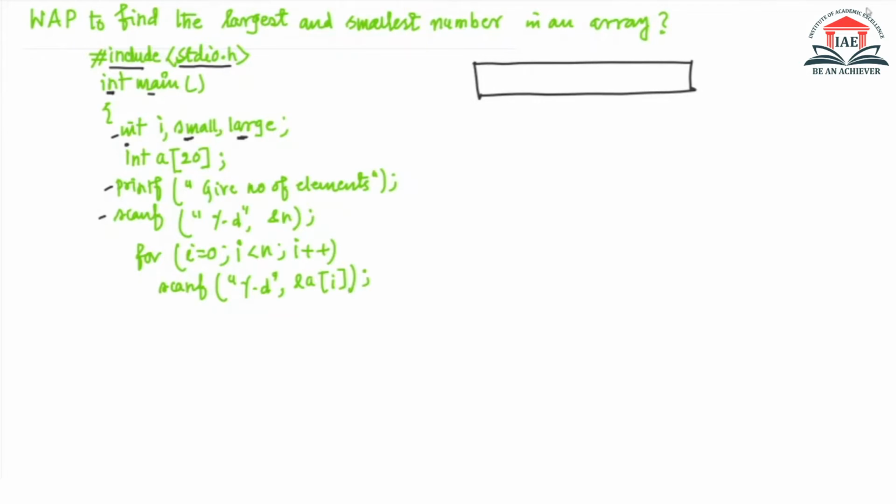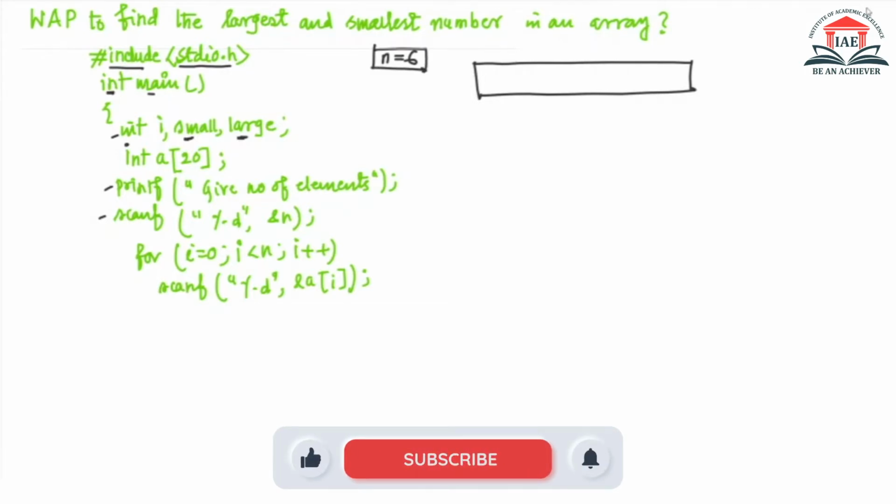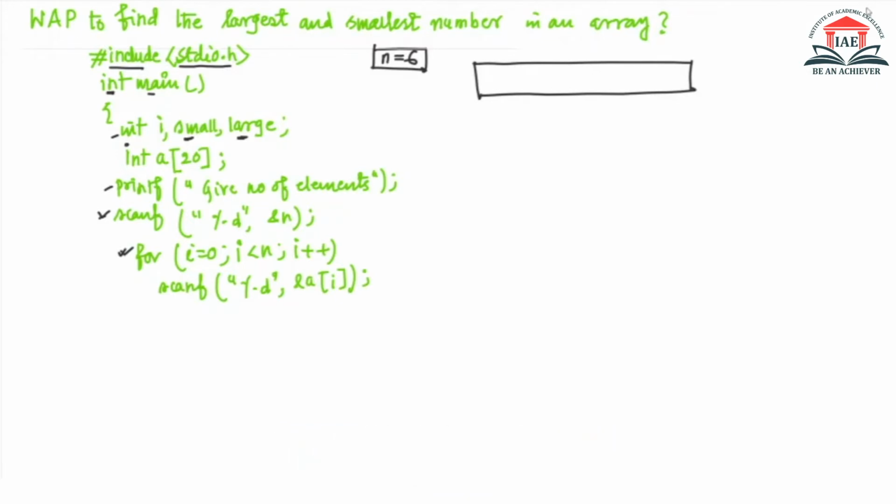So the first thing is you have to give the number of elements. Say the user will give n equals 6. So the value of n is 6 because the user will give it through scanf. Now, if we want to store it, we have to use %d and &a[i]. %d is used because we know that the data is integer type. So say the user will give input like 5, 2, 10, 3, 4, 7. So the index is 0, 1, 2, 3, 4, 5.